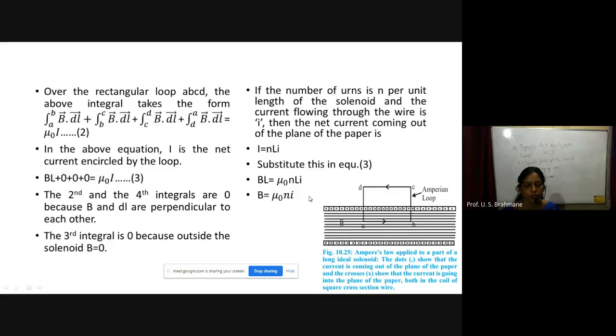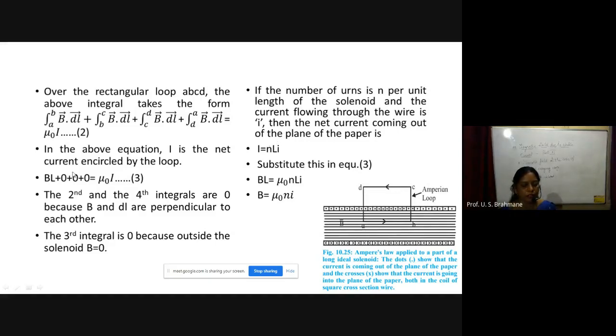Then C to D is 0. Why is this 0? Because this is far away from the conductor. Here the magnetic field is weak, so it is as good as 0. And why is D to A 0 again? Because this dl element is perpendicular to B, so it is 0.